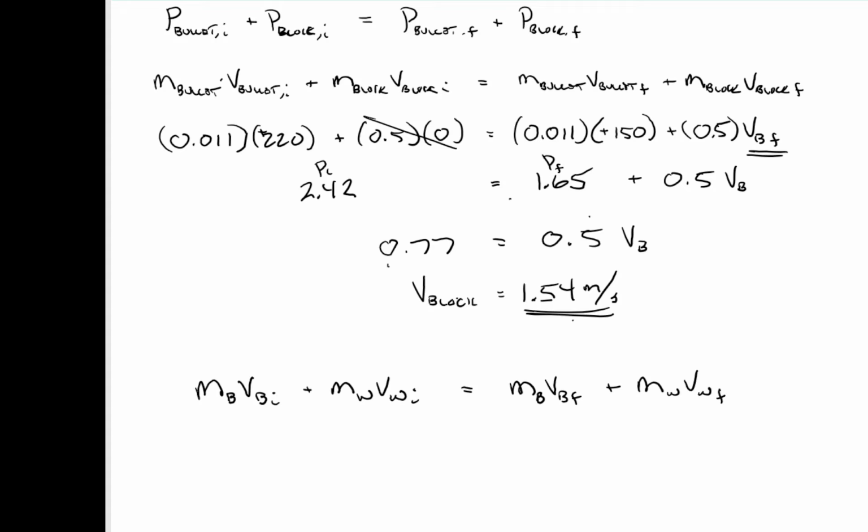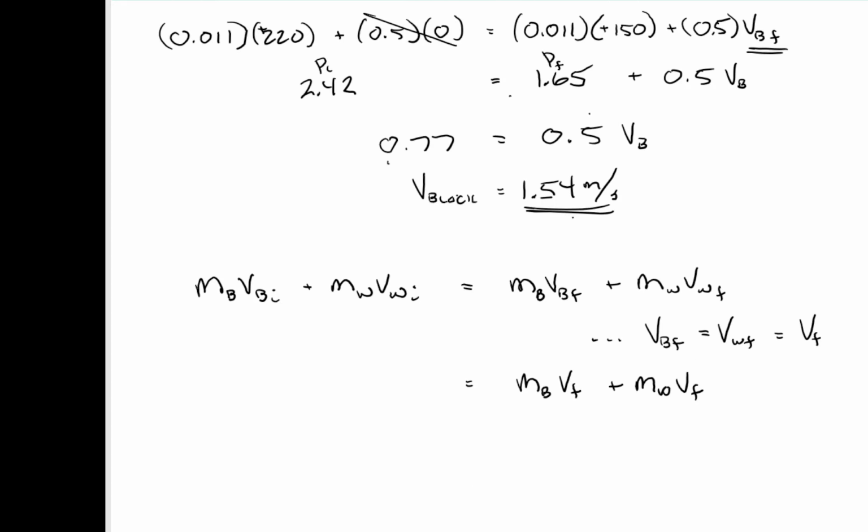However, something's different about this collision. This bullet has stuck into the wood, meaning they are moving together. And so when you have these types of collisions where the objects stick together, then you can infer that they would have the same velocity. We would know that V bullet final is equal to the velocity of the wood at the end, and so we can just call that V final. So the right side of this equation becomes mass of the bullet times V final, plus the mass of the wood block times V final.